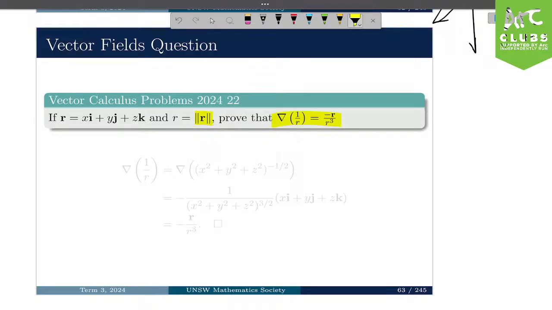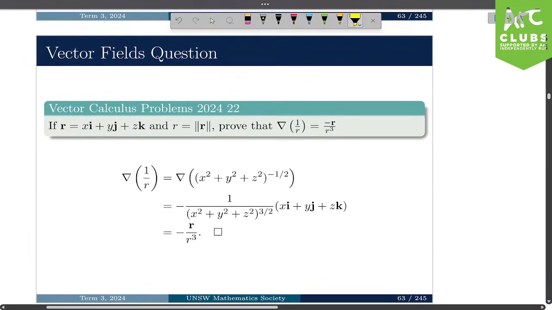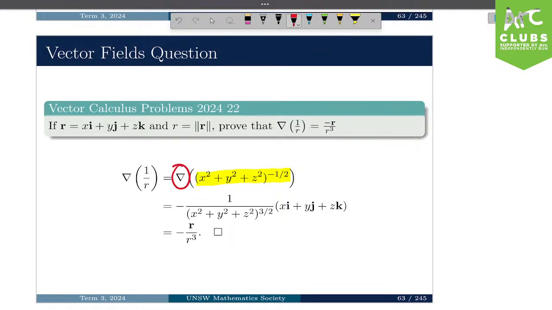Okay, so the first step we need to recognize here is that the norm of R is just given by that, right? We're summing the squared components and taking the square root. We're just using the Euclidean norm. This is just standard vector magnitude stuff. So 1 over R, non-bolded, so 1 over the magnitude, is going to be this expression here, like that. And now we hit it with a nabla, right here.